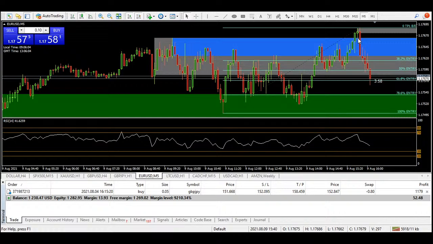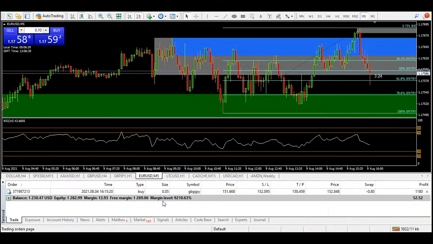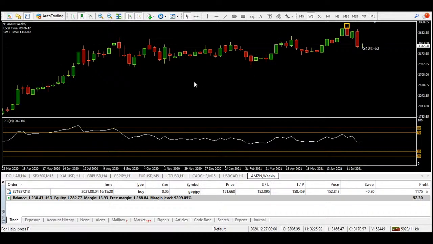Left the zone up here, left 5 minute imbalance up here, 5 minute zone, 5 minute imbalance. No imbalance nowhere else. I wonder who saw this going bearish like that. Alright, let's take a look at Amazon.